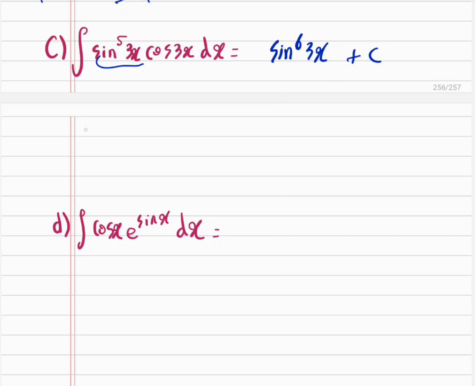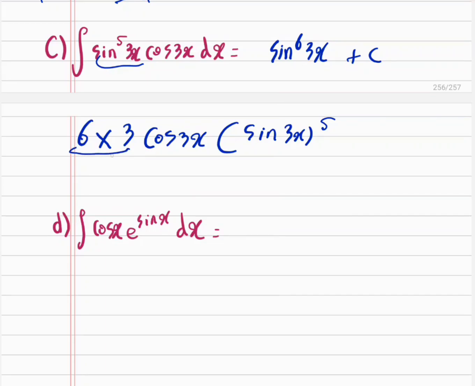So we have 6 times, from inside we have 3x so 3 comes out, and then sine itself differentiates to cos, so we have cos 3x outside, and then inside is sin 3x, but the power is obviously 5 because 6 minus 1 is 5. So this is the derivative, which is almost the same as here. As you can see, the bracket term is the same as sin^5(3x), and then we have cos 3x.